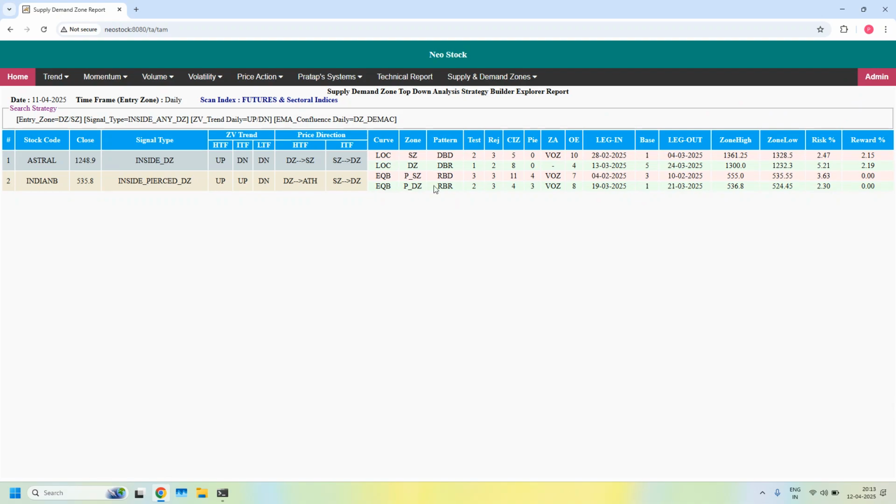And the third one is a pierced zone. So those who have studied pierced zone strategies, you may look into this stock. If any of the pierced zone strategies are applicable to you, you can plan your trades. That is the way these reports will be helpful to you, I mean, in finding the pierced zones.